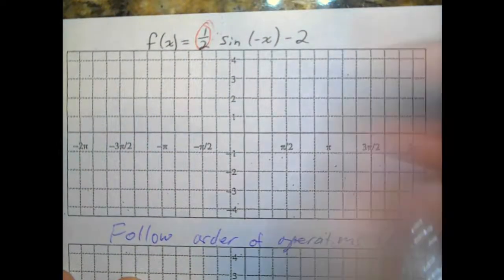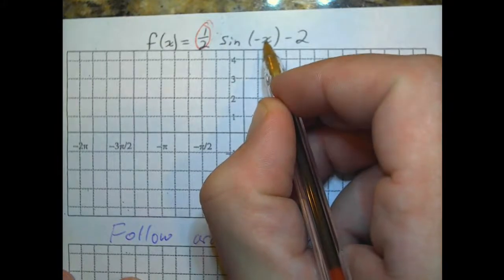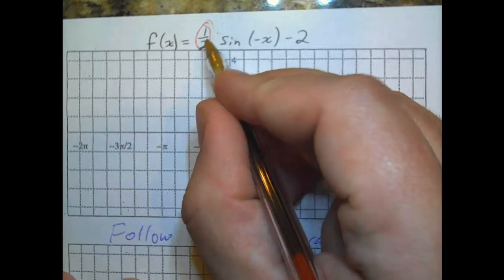So notice we have a 1/2 here. That is not with my x value. So since it's not with the x, it's going to affect our y direction. It will multiply the y's by 1/2.